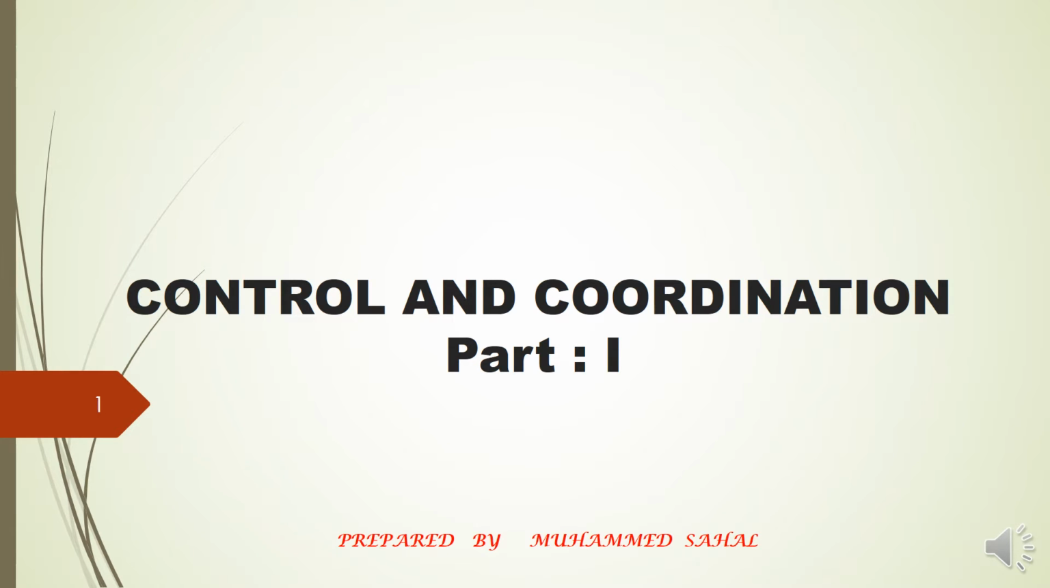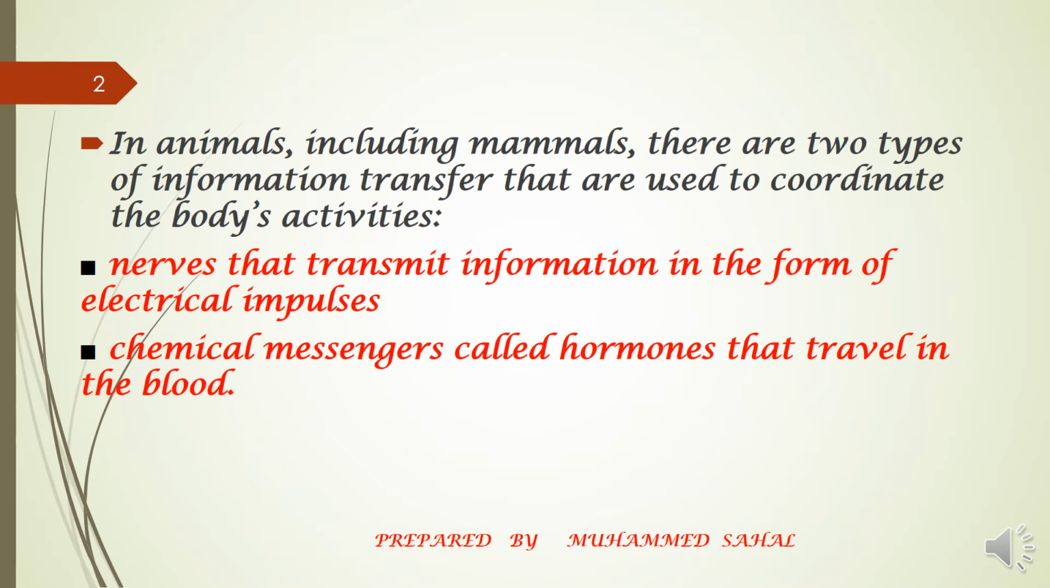Today we are going to discuss the main points related to the topic control and coordination part 1. In animals, including mammals, there are two types of information transfer that are used to coordinate the body's activities. As we know, nervous system and endocrine system. Nerves that transmit information in the form of electrical impulses, that is nervous system. Chemical messengers called hormones that travel in the blood, endocrine system.